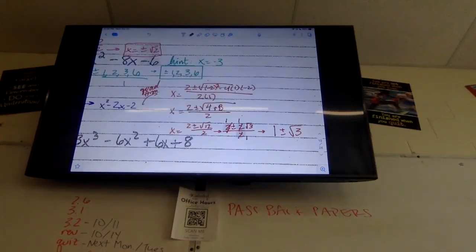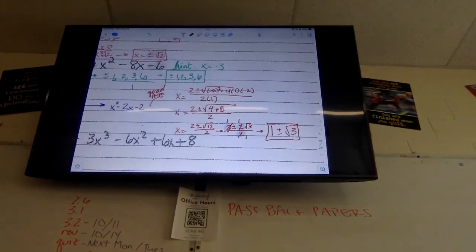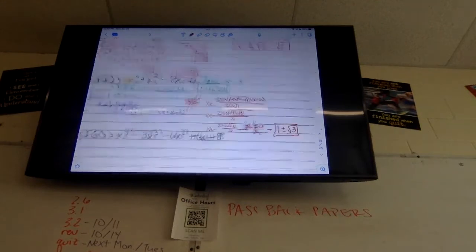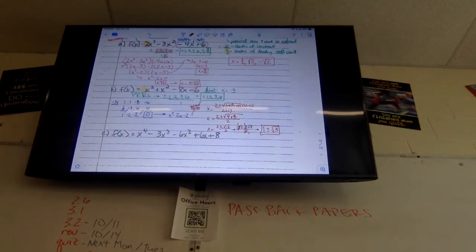That's an answer. That's my 0. So 2 of my zeros here are x equals 1 plus or minus root 3. My other 0 came from my synthetic division before. It came from my -3. So if I were to write my zeros here, x equals all my zeros, it would be -3 and then 1 plus or minus root 3. All of those are my zeros.